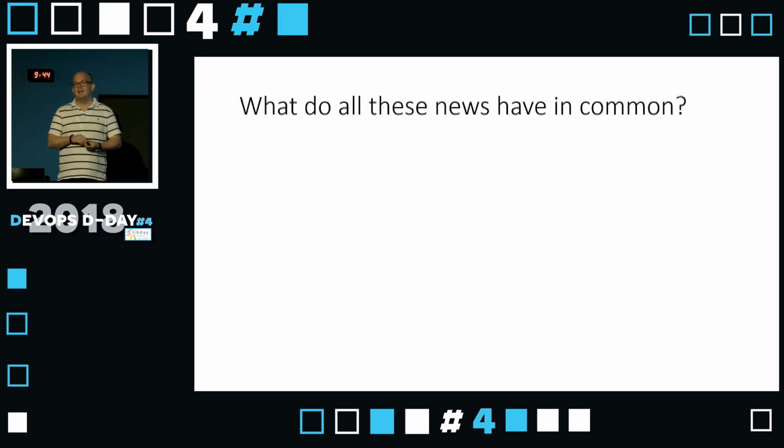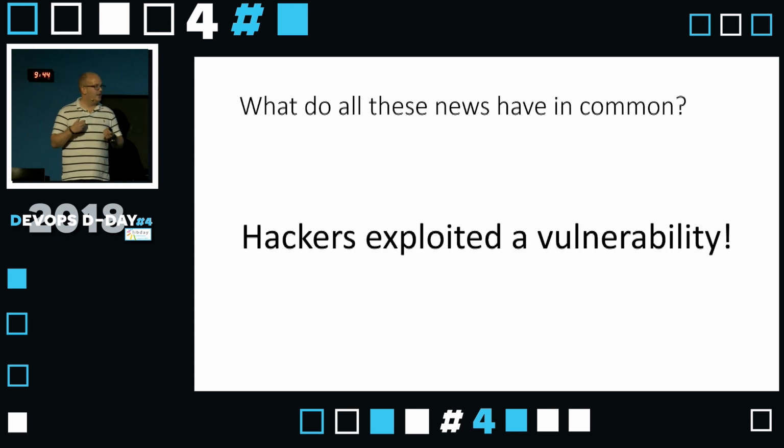So what did all of these headlines have in common? Hackers exploited a vulnerability. So that we are all on the same page, a vulnerability is a weakness in one of your assets. An asset can be your hardware, your software, your people, your infrastructure. Today we will talk about vulnerabilities in your software. Not that you think that you will be entirely safe at the end of this talk. There are always different vulnerabilities in your organization, but today we will talk about software vulnerabilities.